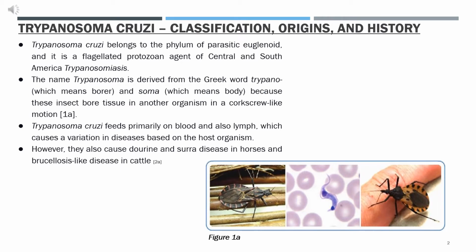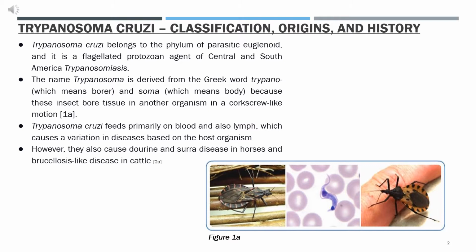I'm going to start off with the classification, origin, and history of Trypanosoma cruzi. Trypanosoma cruzi belongs to the phylum of parasitic kinetoplastids, and it is a flagellate protozoan agent of Central and South American trypanosomiasis. Trypanosoma is derived from Greek words: trypano, which means borer, and soma, which means body. This is because this parasite bores into tissues of other organisms in a corkscrew-like motion.